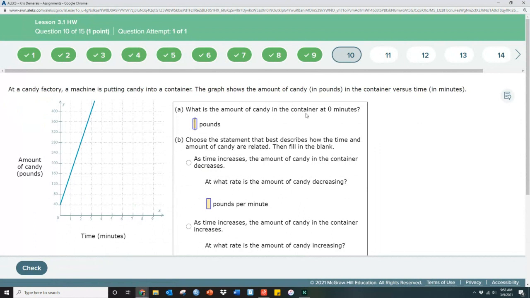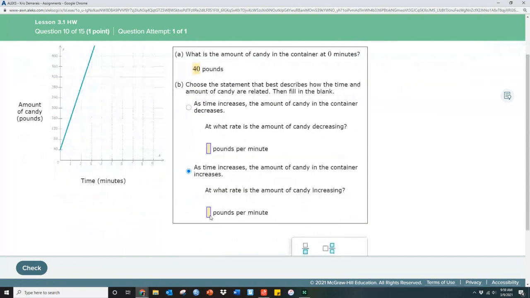Now, at the candy factory, what is the amount of candy contained at 0 minutes? So 0 minutes is right here at 40. Choose a statement that best describes how the time and the amount of candy are related. Obviously the candy factory is making candy, putting candy into a container. After 1 minute, it goes from 40 pounds to 160 pounds, an increase of 120 pounds. So as time increases, the amount of candy in the container increases by 120 pounds per minute.